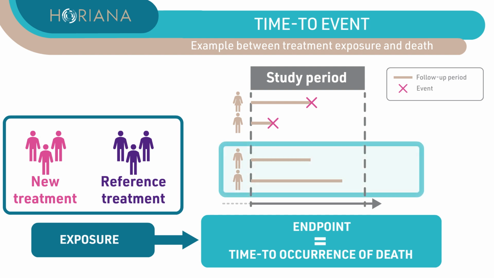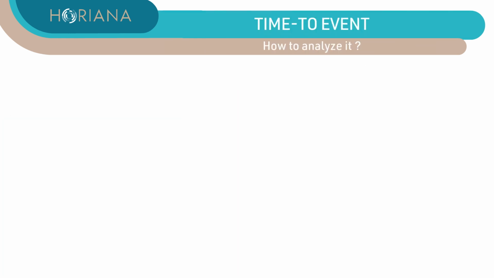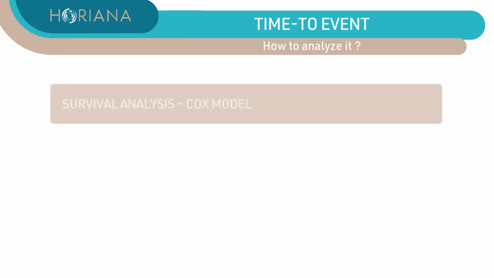If there is no death observed during the follow-up, the event is said to be censored, and the time between the beginning of the study and the date of the last news is calculated. In order to assess whether the risks of dying are different between the two groups of patients, the statistical method is called a survival analysis, which is performed using a Cox model in most cases.